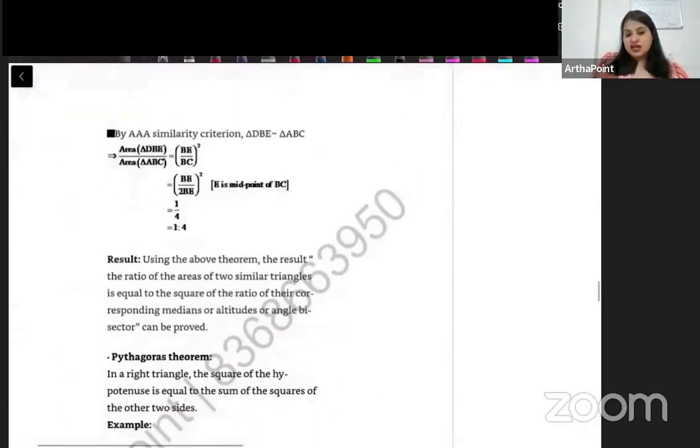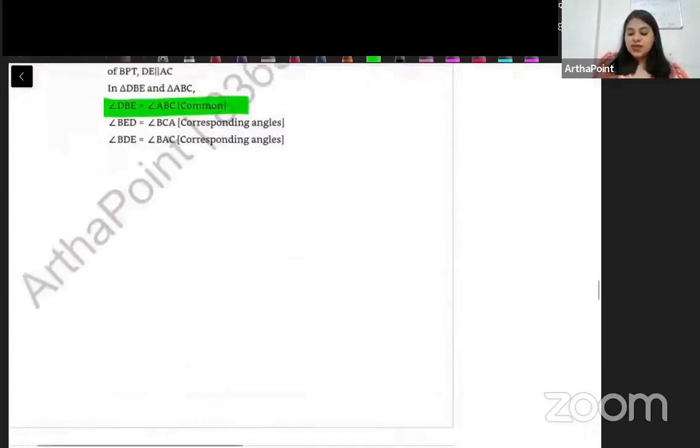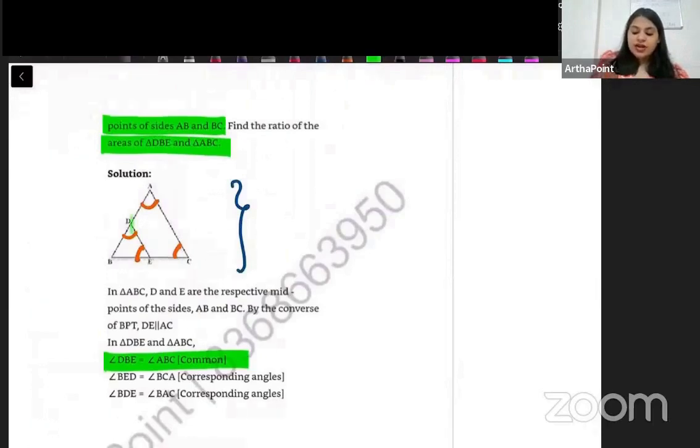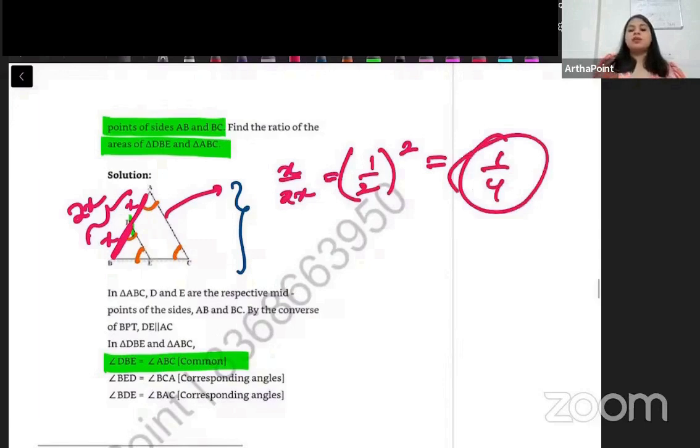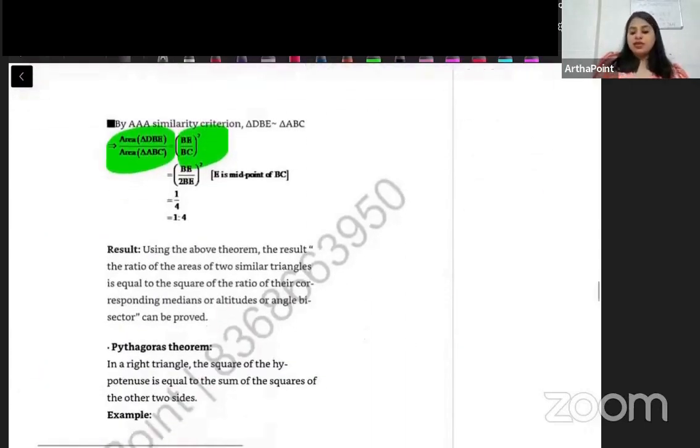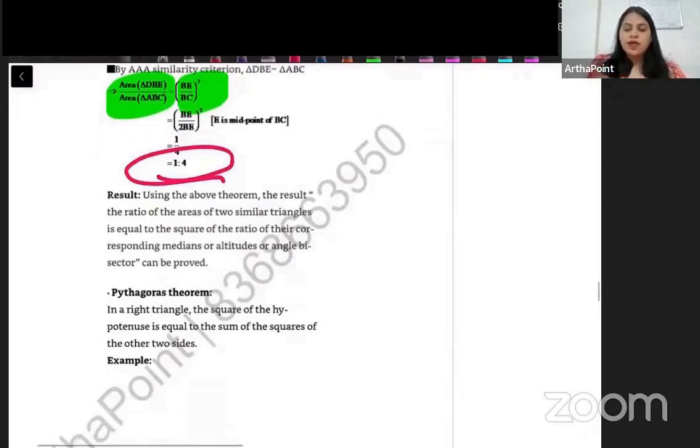And if the triangles are similar, then the area ratio should be equal to the square of the ratio of the sides. But D is the midpoint. So if this is X and X, then the side will be 2X. So the ratio of the sides will be X by 2X. That means 1 by 2. So the area has to be the square of this. So it will be 1 by 4. So the area ratio will be 1 by 4. That's the ratio of the area.